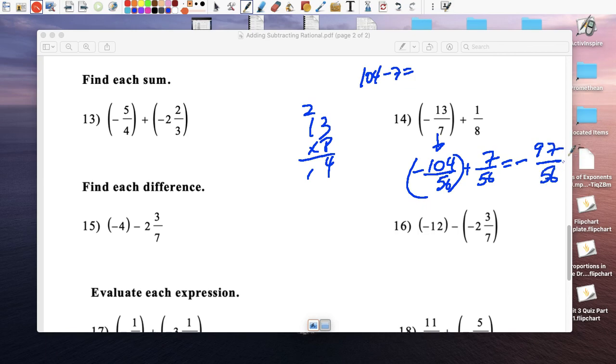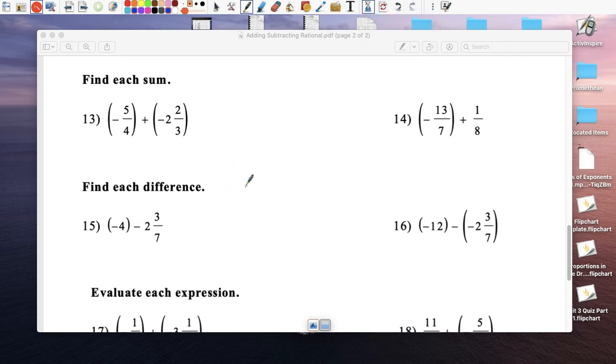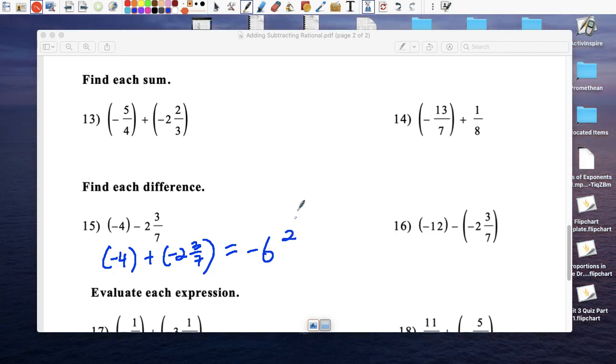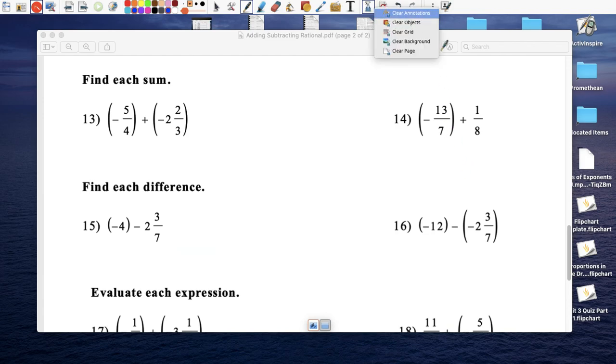Okay. And you can change it to an improper fraction, or sorry, a mixed number. Find the difference again. Well, if you change it to this, you'll notice that it's two negative numbers being combined. So, you know what? There's a point to changing the subtraction problem to addition. It might be easier to see. So this becomes very easy. Negative 6 and 3 over 7. Likewise here, if you change it, it becomes negative 12 plus 2 and 3/7.